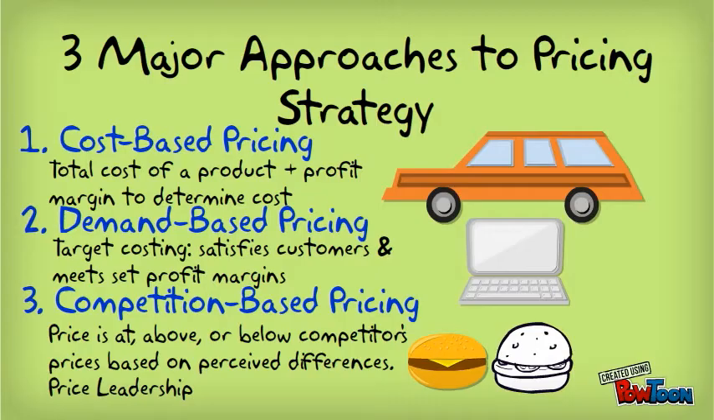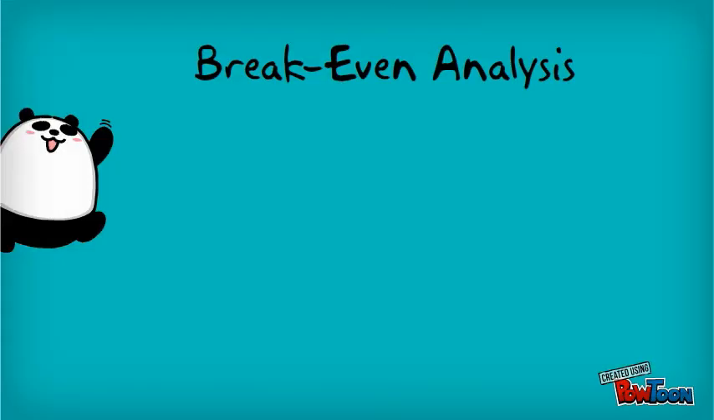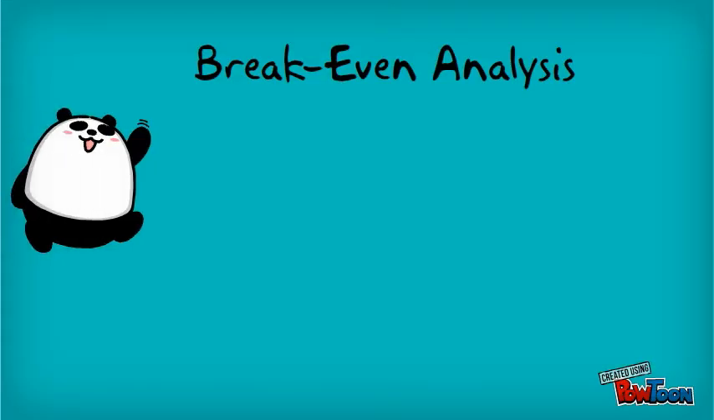Along with competition-based pricing is price leadership, in which a dominant business sets the prices that all other businesses follow. You might think of gas and oil. A very key component of pricing is completing a break-even analysis. A break-even analysis tells you how profitable you'll be at various levels of sales. So if you sell 10 units, you'll be this profitable. If you sell 50 units, you'll be this profitable. It also helps you to determine how many units you need to sell in order to make a profit.